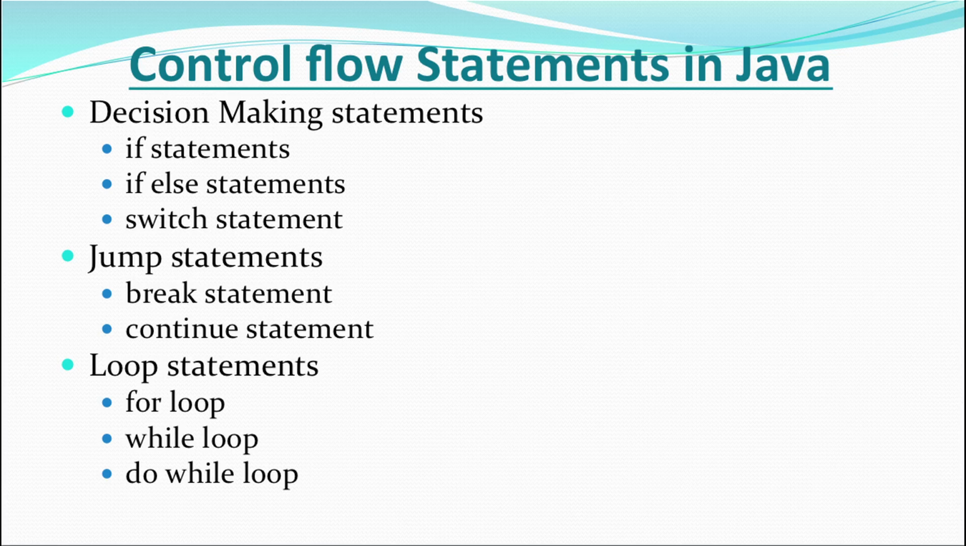The first type is decision making statements. Decision making statements are particularly of these three kinds: the if statements, the if else statements, the switch statements. In the if statements, what we have to do? We have to write a condition, and if that particular condition is evaluated to be true, then a particular block of the code gets executed.